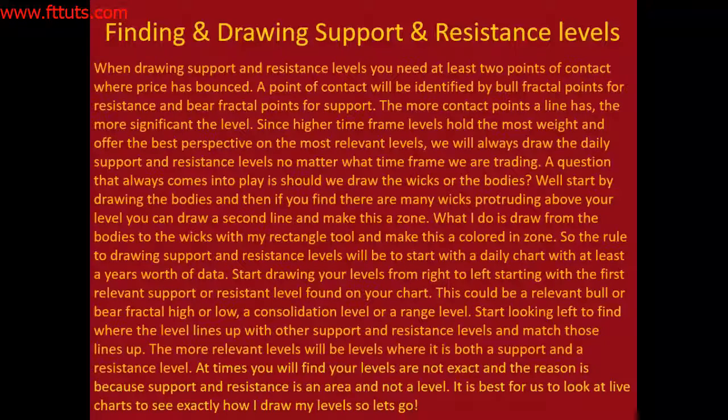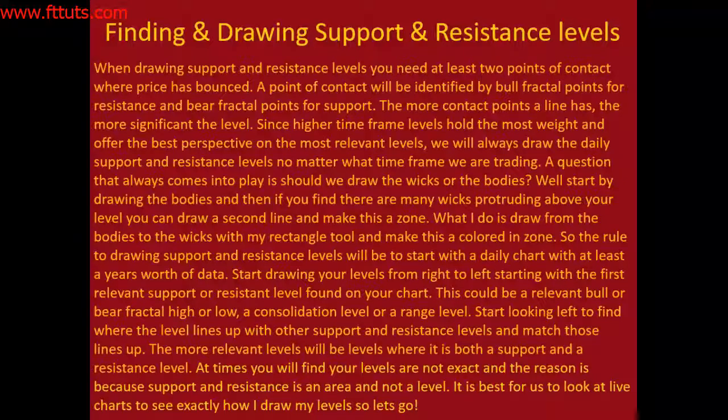A question that always comes into play is, should we draw the wicks or the bodies? We'll start by drawing the bodies, and then if you find there are many wicks protruding above your level, you can draw a second line and make this a zone. What I do is draw from the bodies to the wicks with my rectangle tool and make this a colored in zone. So the rule to drawing support and resistance levels will be to start with a daily chart with at least a year's worth of data.